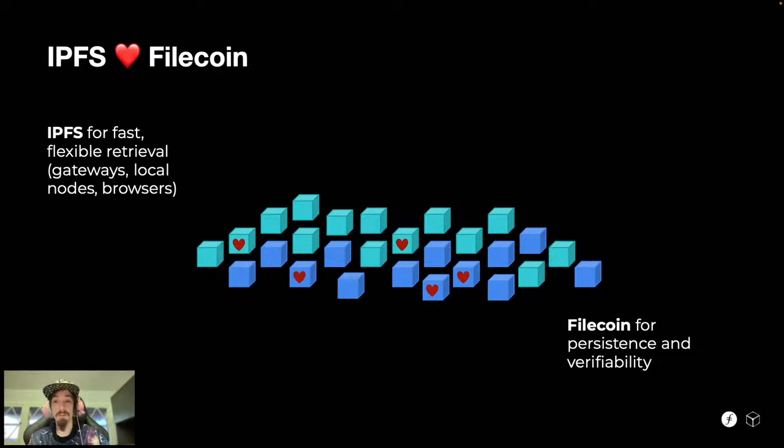IPFS and Filecoin are perfect complements for each other. IPFS is great for fast, flexible retrieval over the IPFS network, and can even be accessed through HTTP gateways for users not yet equipped with IPFS. Though IPFS needs somewhere to persist that data, Filecoin answers this problem by offering excellent persistence and verifiability through distributed storage deals, which any storage provider can accept.